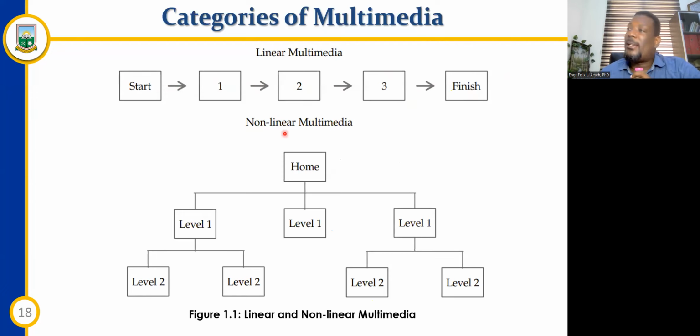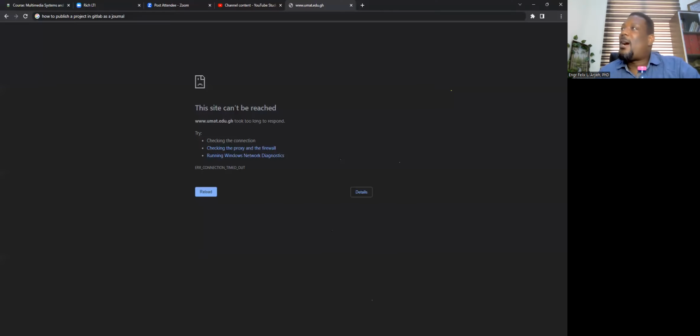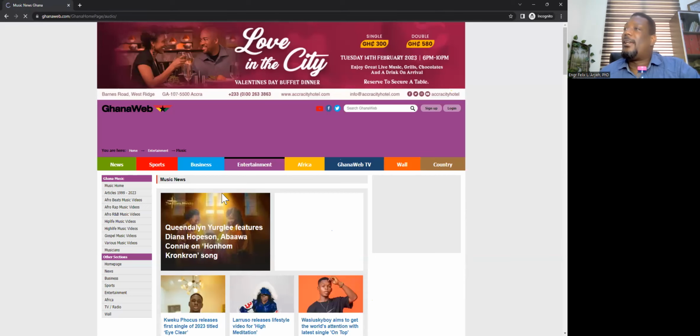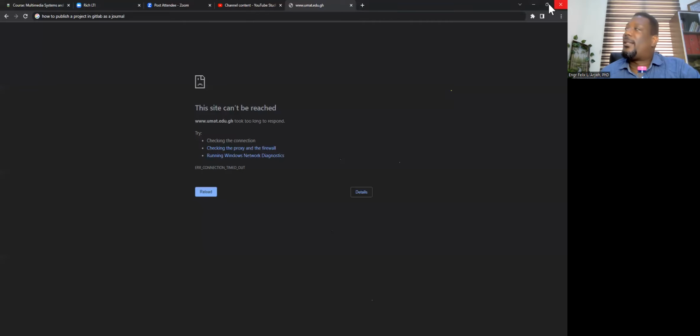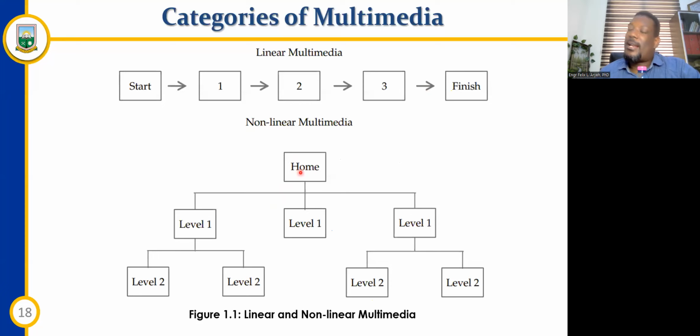However, for non-linear multimedia, you can see it is not a sequence. When you come to home, at home you can either go to level 1, level 2, level 3. You can choose to go to whichever page you want, just like how I showed you at the home page, GhanaWeb.com. I can choose to go wherever I want: business, entertainment, Africa, whichever place I'm comfortable with. So we can have the home page, level 1, and from level 1, we can have level 2 and the rest.